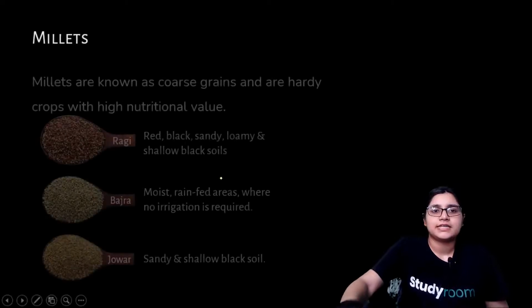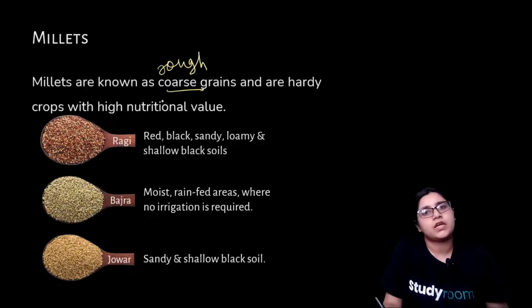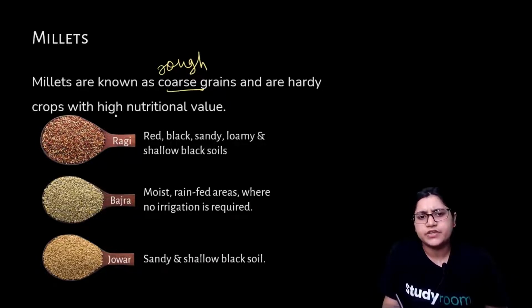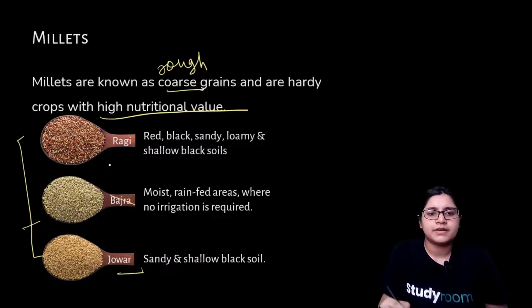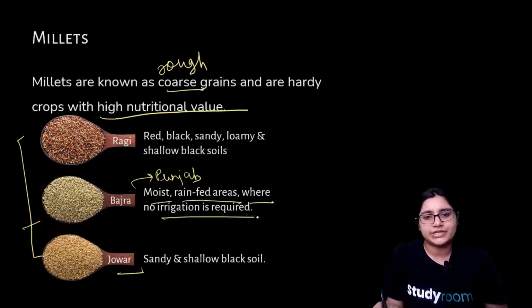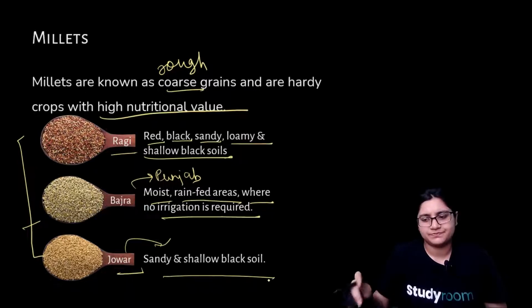Alright. Then there are millets. Millets are known as coarse grain. Coarse refers to rough grain. They are very rough in texture and are hardy crops with high nutritional values. They have subdivisions as jowar, bajra and ragi. When we talk about bajra, you must have heard of it in the Punjab region. It is grown in moist, rain-fed areas where no irrigation is required. Ragi is grown in red, black, sandy, loamy and shallow black soil, and jowar is grown in sandy and shallow black soil.